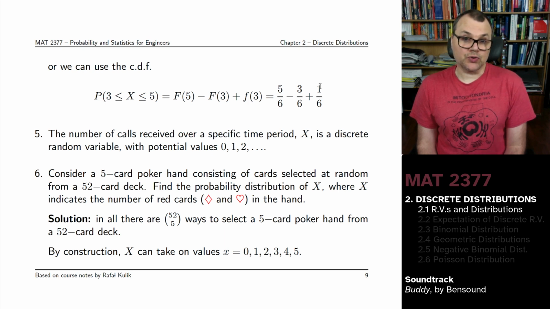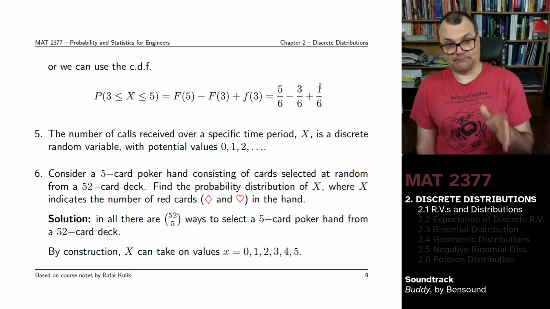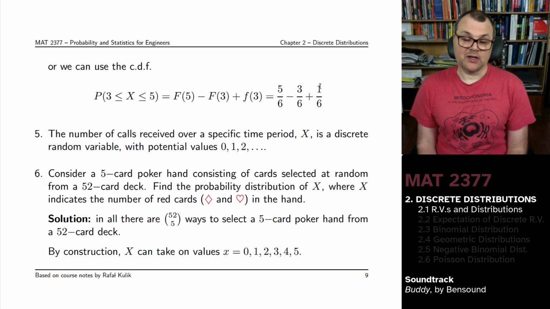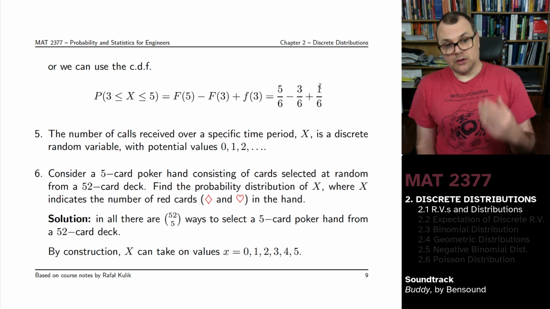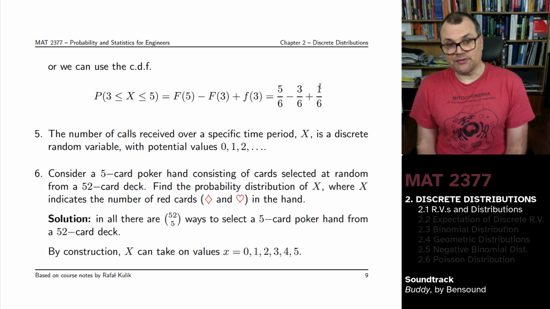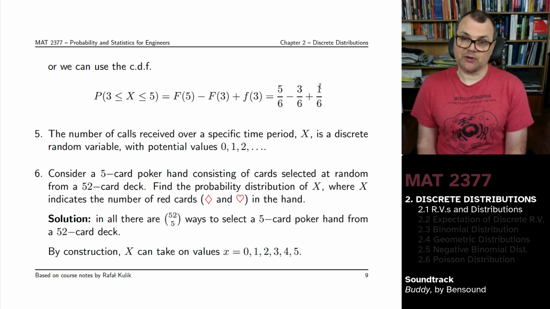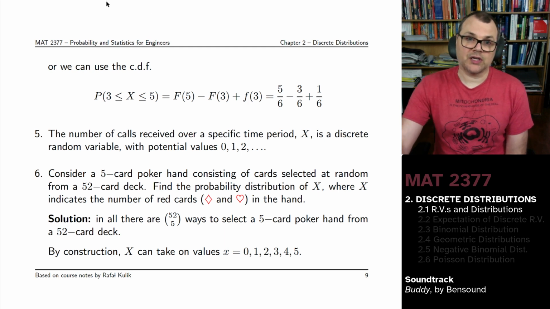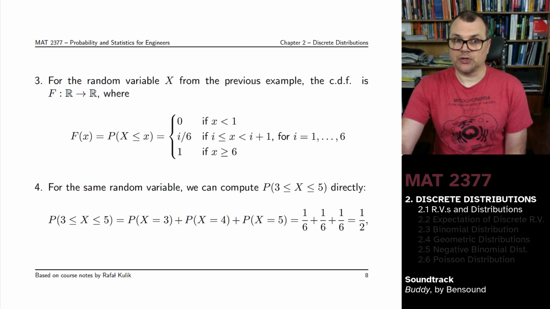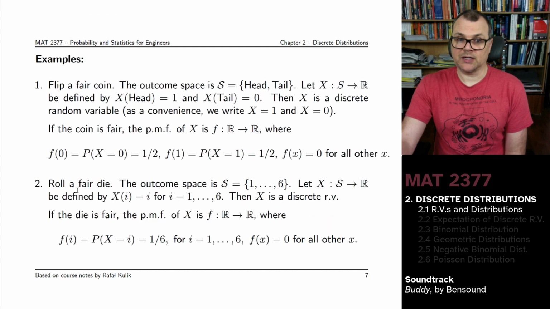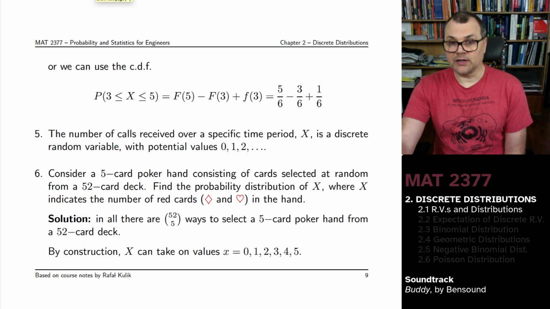But you could also use the formula that I've given you. The probability of rolling something between 3 and 5 inclusively would be the cumulative distribution function at 5 minus the cumulative distribution function at 3 plus the probability mass function at 3. And if you work it out, 5/6 minus 3/6 plus 1/6, you're using here this description of the cumulative distribution function and this description of the probability mass function, you will get 1/2.